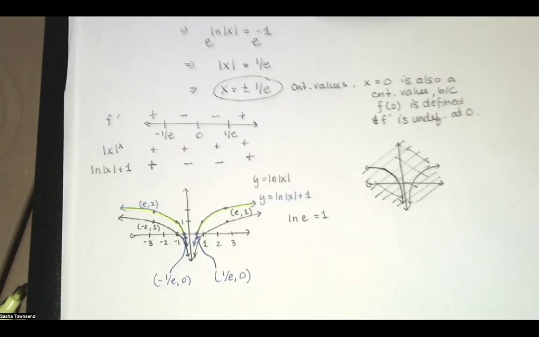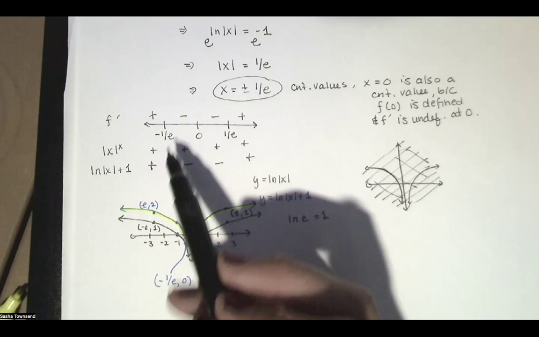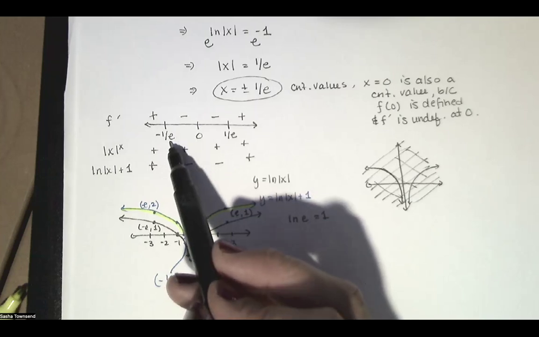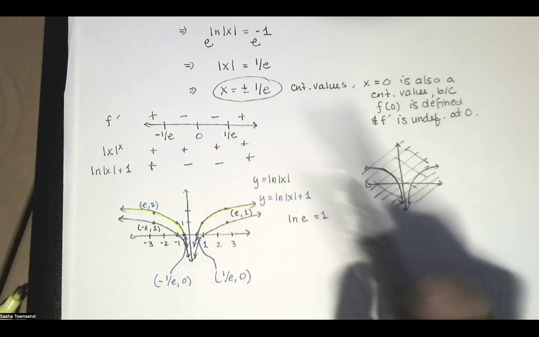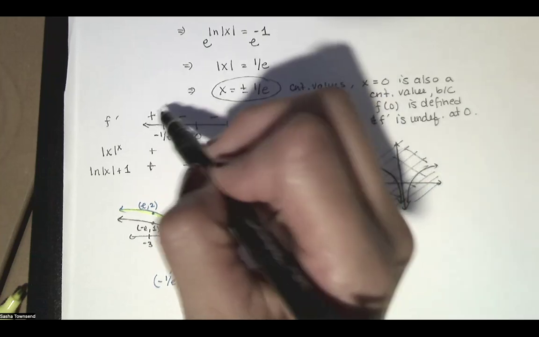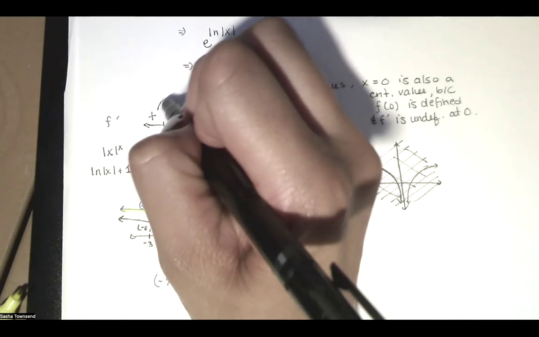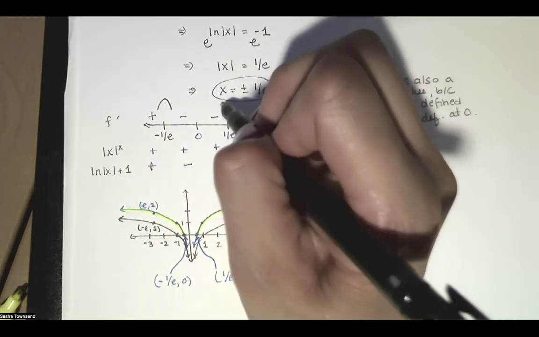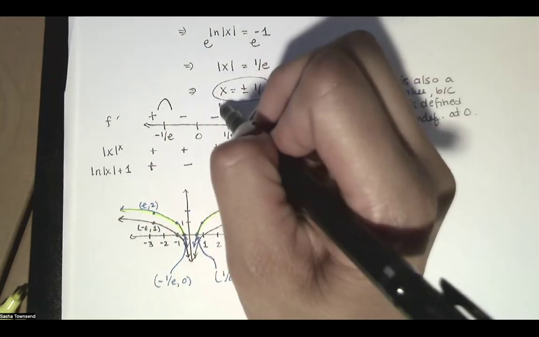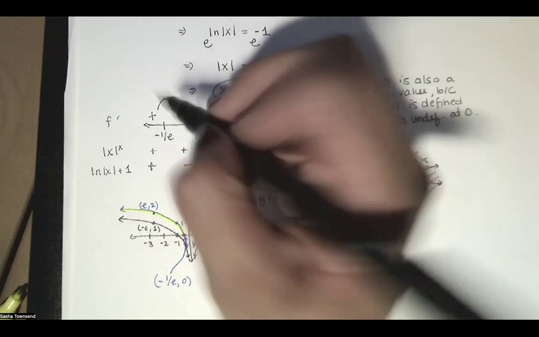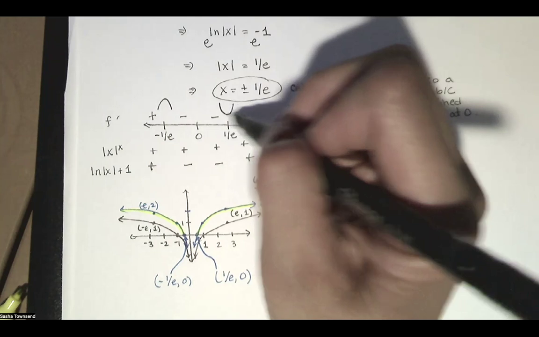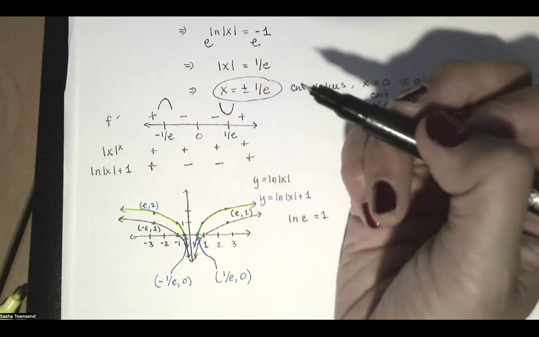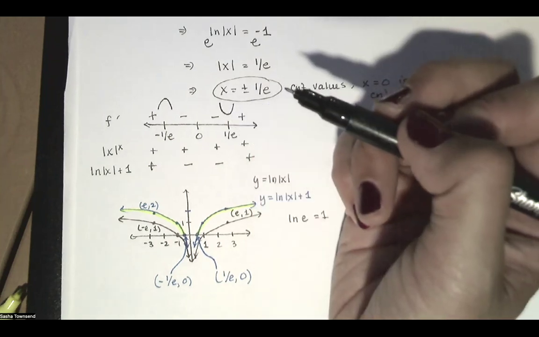So you say, okay, what does that mean for us? Well, f prime is 0 at negative 1 over e and positive 1 over e. So that means we're going to have relative extrema there. And since the graph goes from increasing to having a 0 slope to decreasing, and then decreasing to having a 0 slope to increasing, we've got a relative max at negative 1 over e and a relative min at positive 1 over e due to the first derivative test.